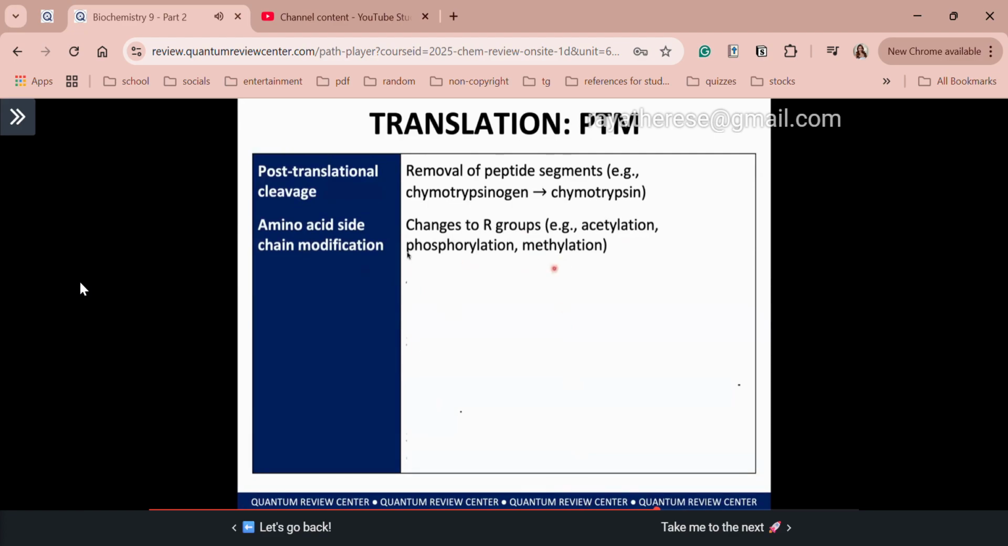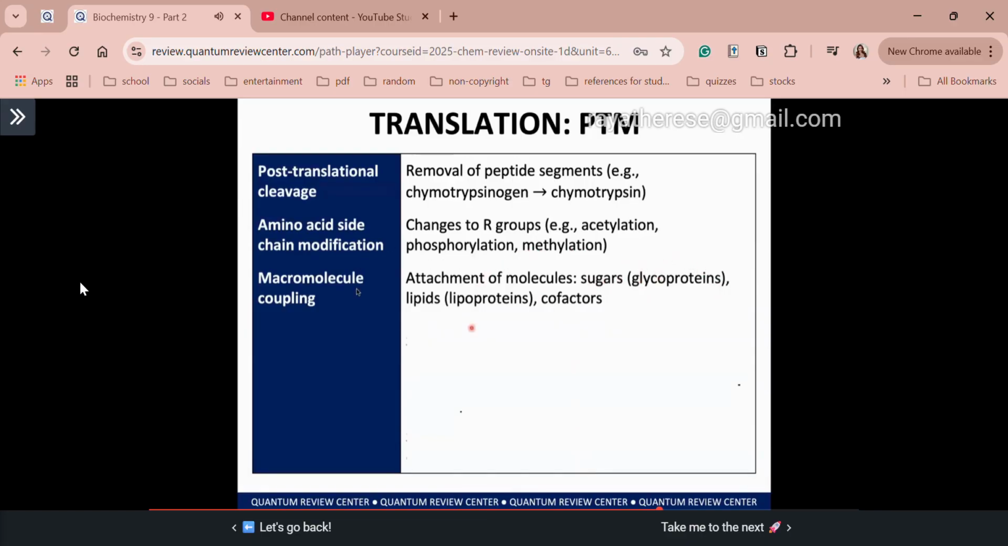All right. Thirdly, macromolecule coupling. This just produces integrated biomolecules in particular. For instance, glycoproteins, meaning proteins plus sugars, and your lipoproteins. There is an interconnection between your translation and your lipid digestion. And lastly, co-factors for use in our metabolic pathways.